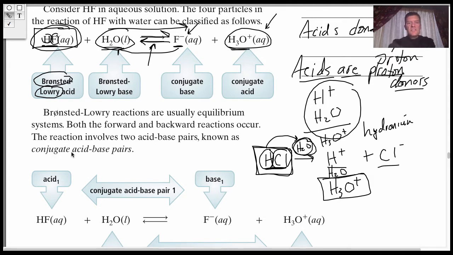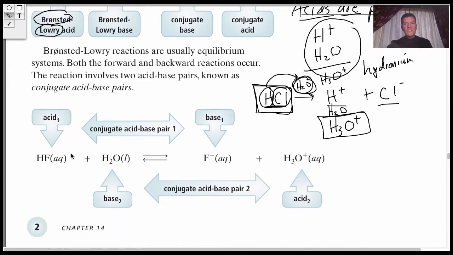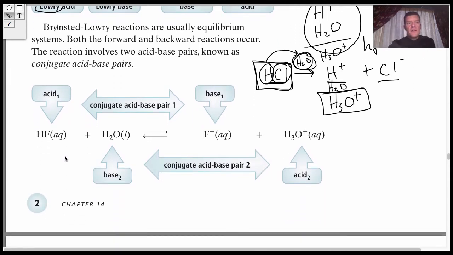So let's look at this reaction a little bit more carefully here. Okay, here is HF, and here's H2O. A reaction occurs in the forward direction here. What now happens? Well, now we have H3O plus, and we have F negative. How did that happen? Well, the water took the H from the HF.